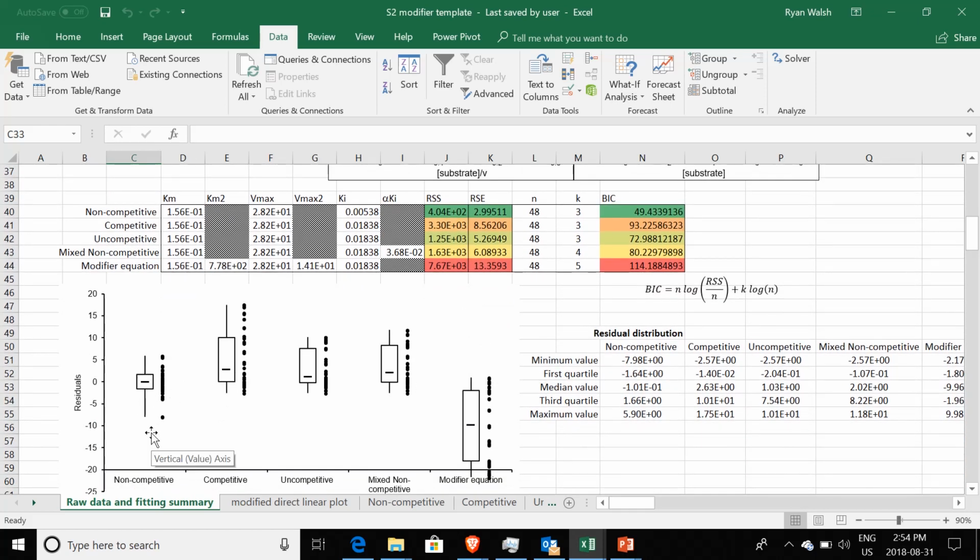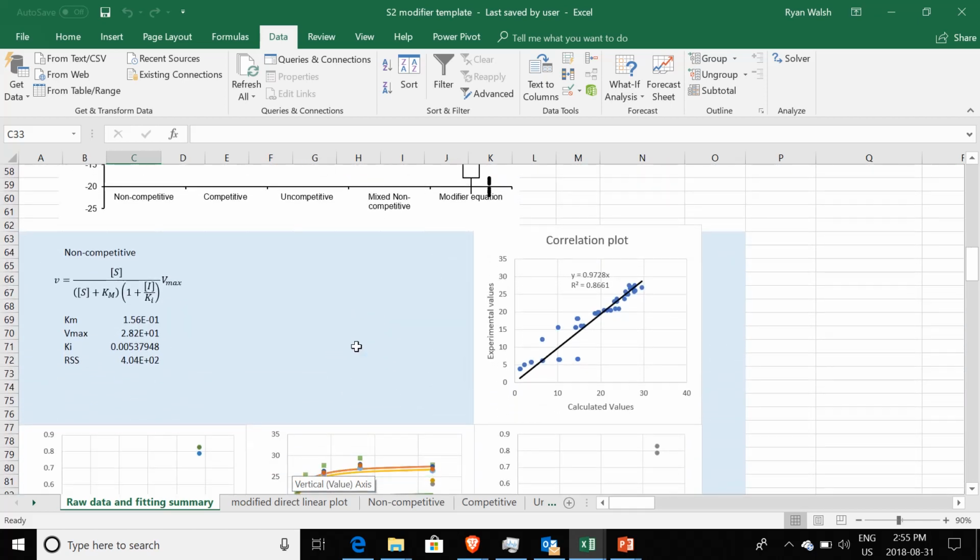And now you can see that it's actually starting to look very nice. The median value is very close to 0, and it looks like an even distribution of the whiskers on either side. And these dots here are the residuals themselves. So while this is a representation of means and maximum and minimum, these are the residuals themselves, so you can take a look at them.